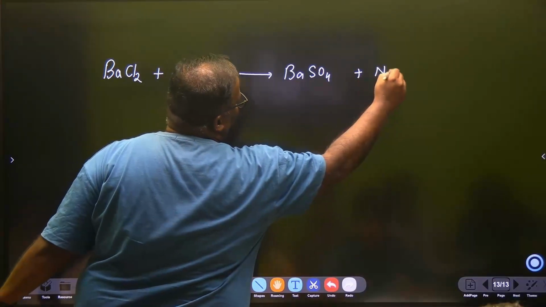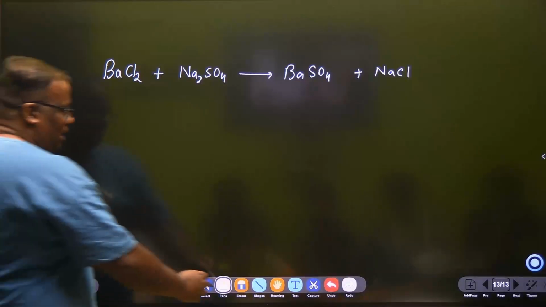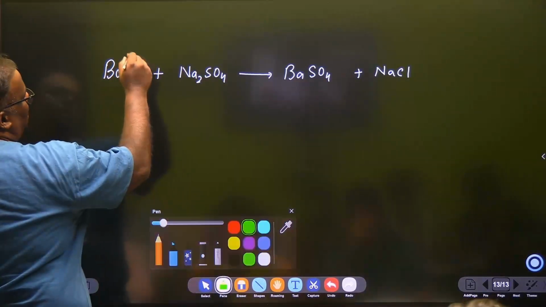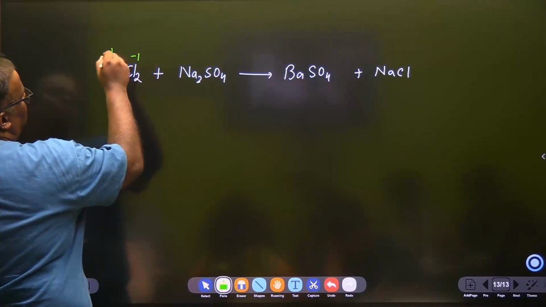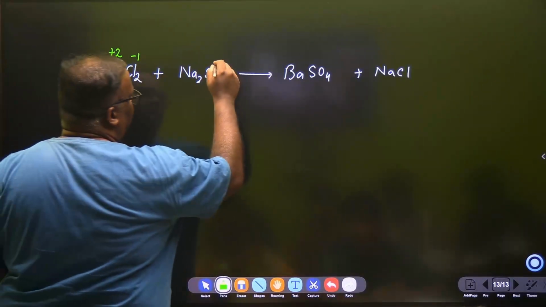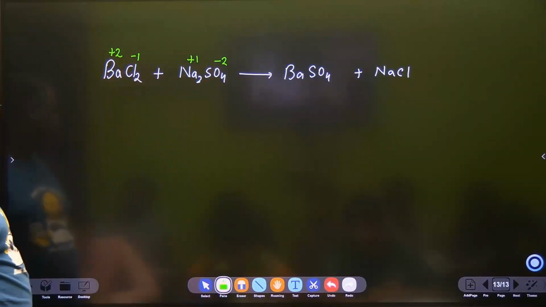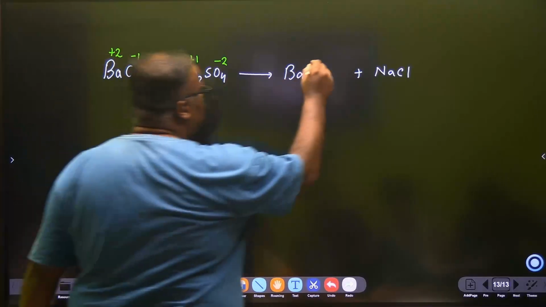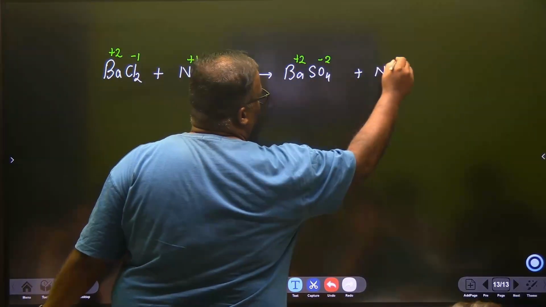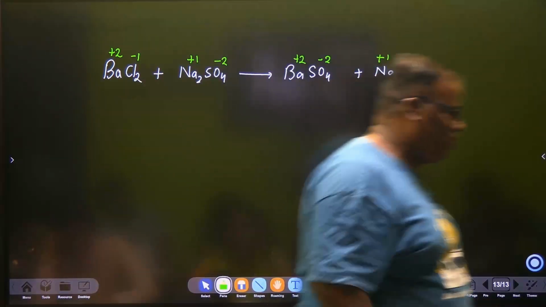Now we get an interesting thing here. Interesting observation you will find. Let's start. Chlorine is -1, so barium must be +2. Agreed? Sulfate is -2, sodium is +1. Agreed? Sulfate is -2, barium is +2. Chlorine is -1, sodium is +1. Just see this reaction.